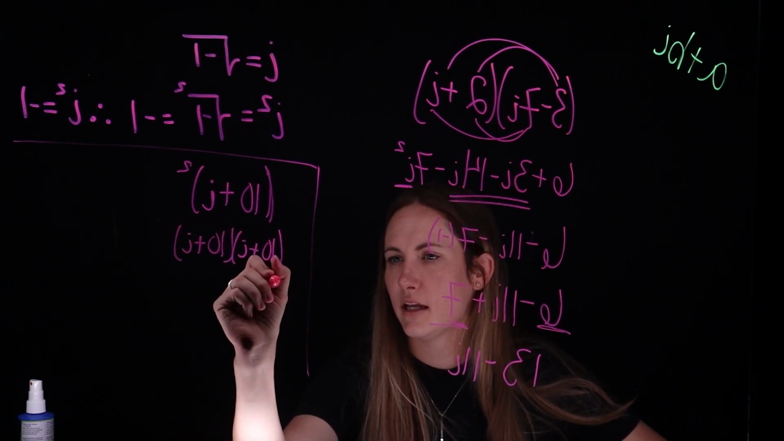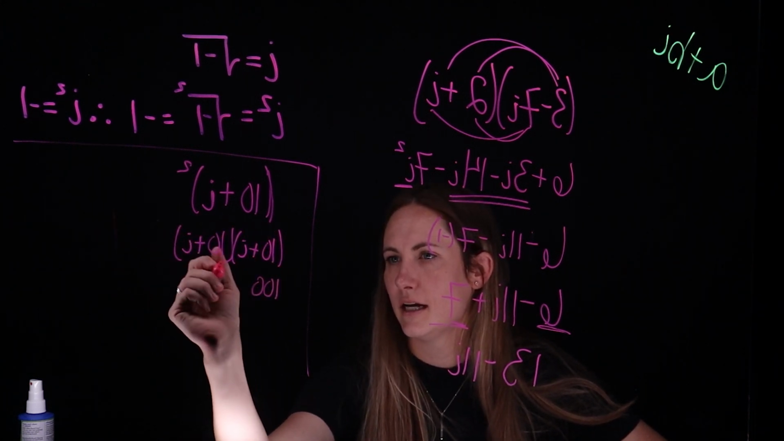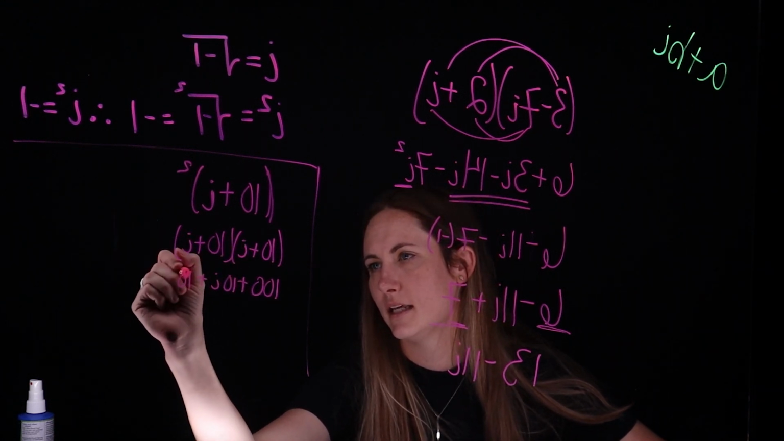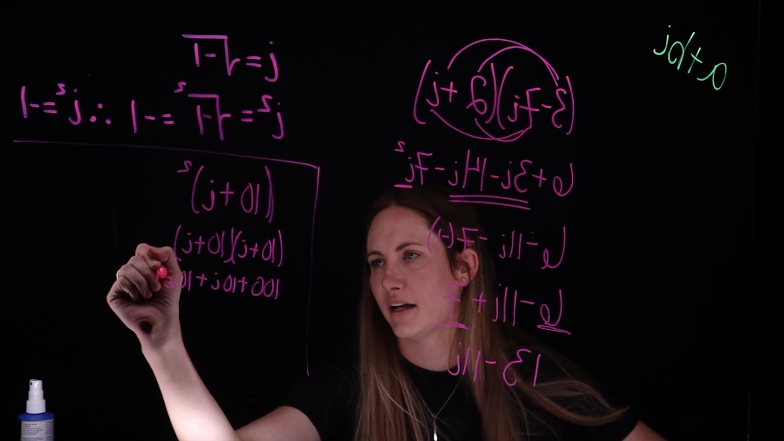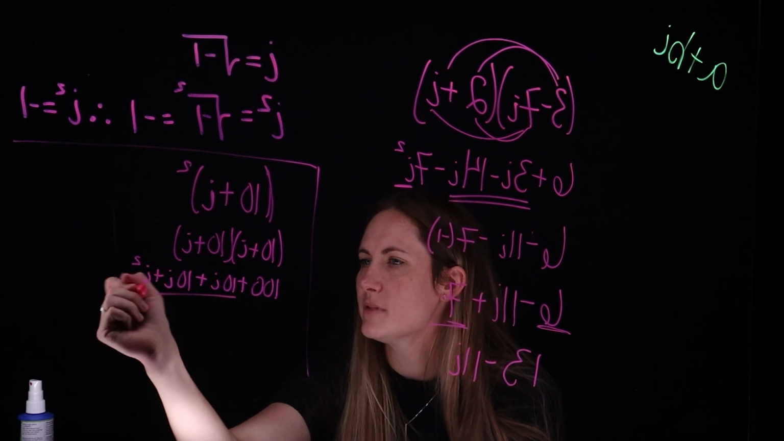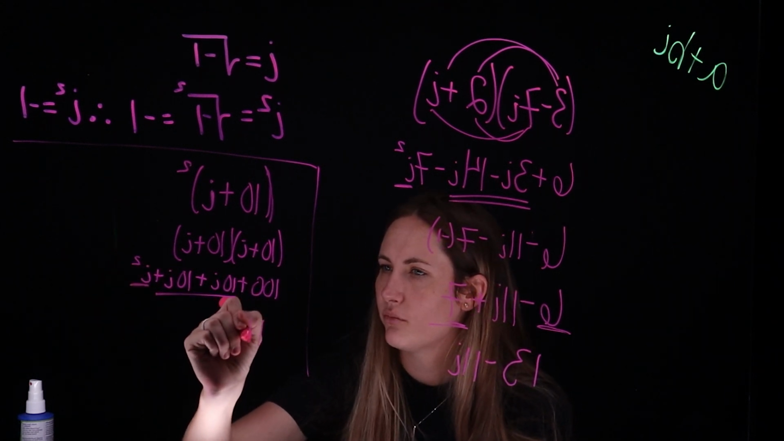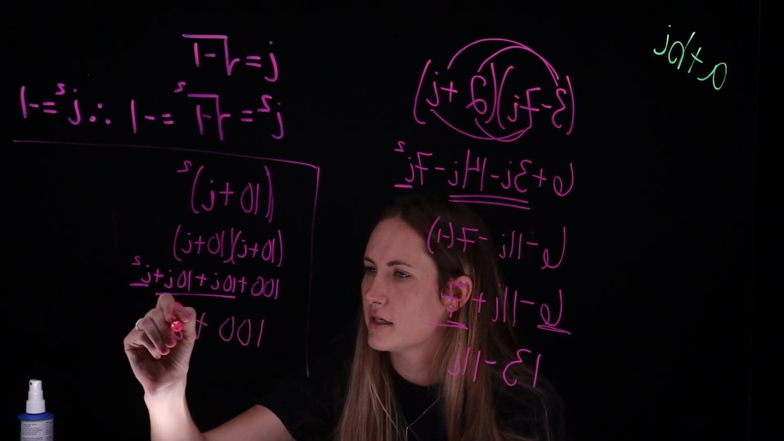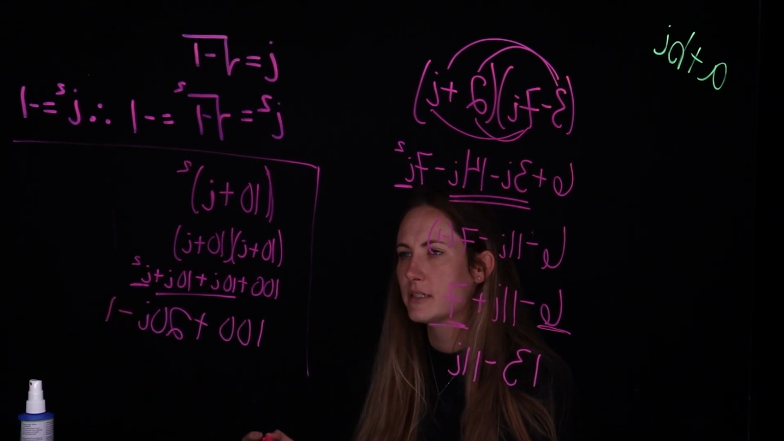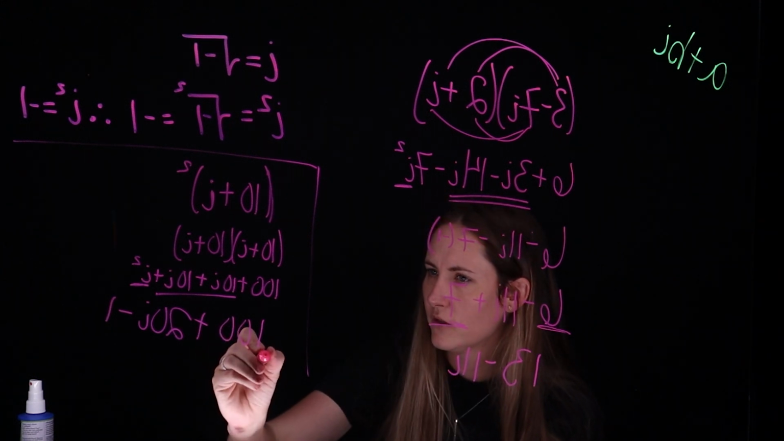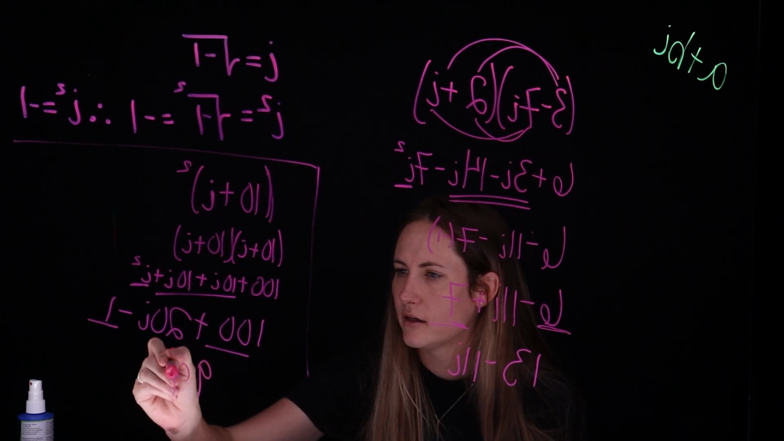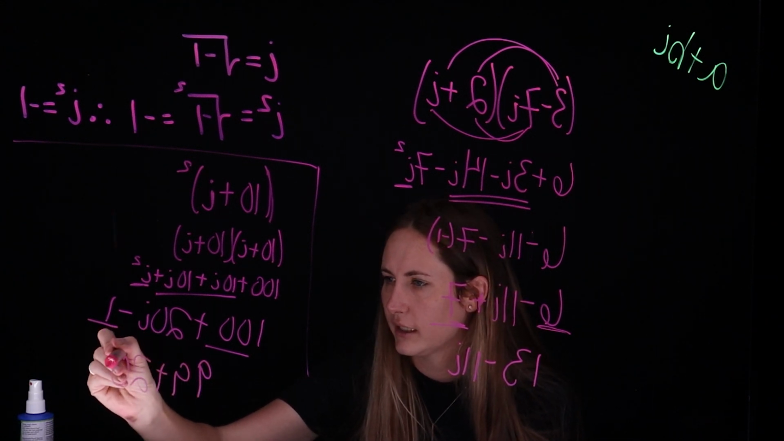So 10 times 10 is 100. 10 times i is 10i. i times 10 is 10i. And i times i is i squared. So combine your like terms and substitute your i squared. So we have 100 plus 20i minus 1, because it would be plus negative 1. Combine your 100 and your subtract 1, so 99 plus 20i.